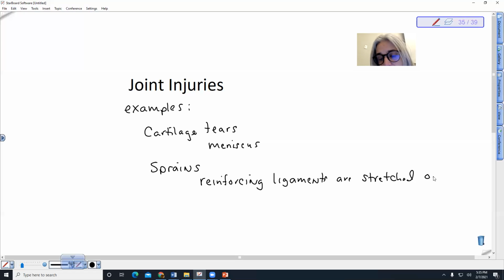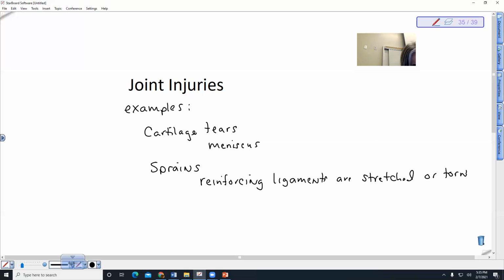And or torn. And again, connective tissue doesn't have a lot of circulatory system, so it's not going to be able to repair very well. So what they do is they sew the pieces of the ligaments back together, and they immobilize the joint. And so these actually take a little while for the stretched ones, the sprains, to repair themselves, right? So you have to immobilize the joint and not use it extensively. So it takes quite a bit of time to heal.